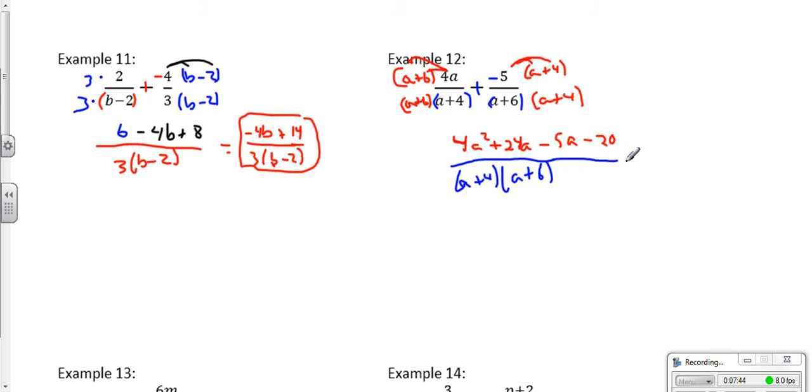Now we next look and say, are there any like terms? 4a squared does not have any other like terms. 24a minus 5a are like terms. That gives us 19a minus 20, all over, and again you can just write out a plus 4. You don't have to FOIL it or anything. This is good enough.